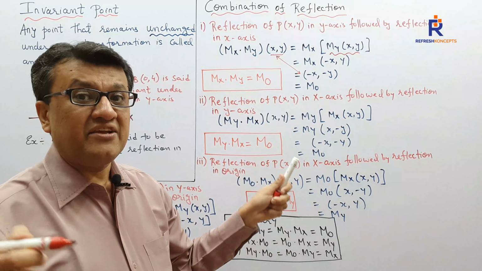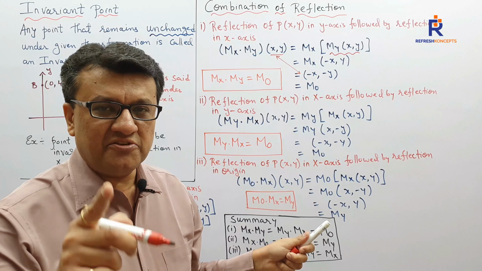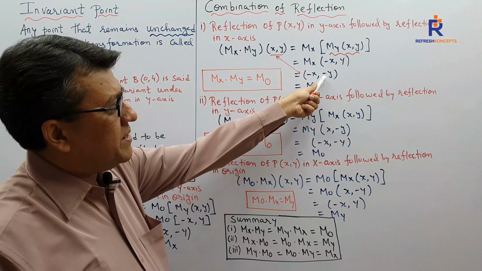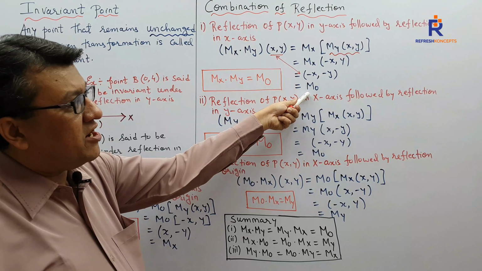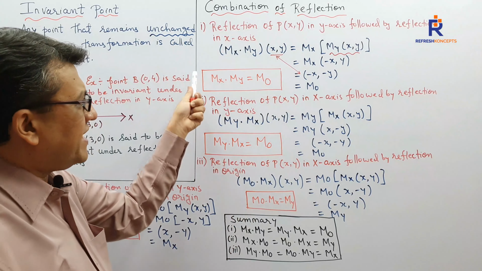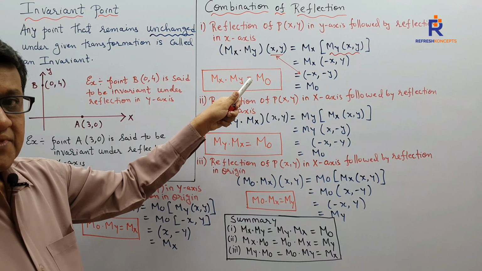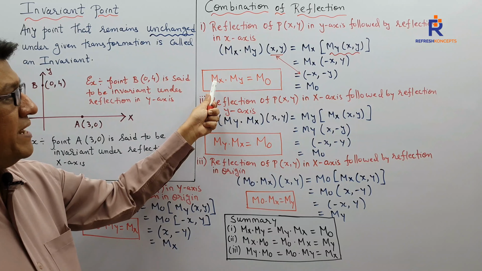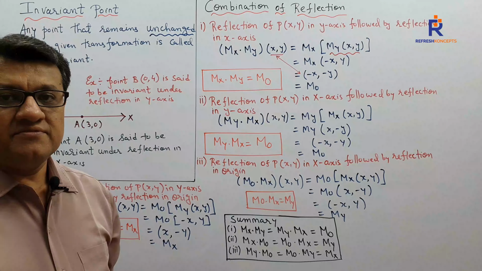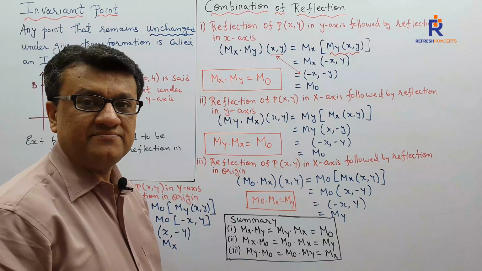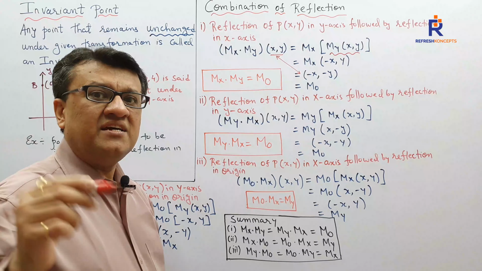And if the sign of both the coordinates gets changed, it is reflection along origin. That's what we have learned earlier. So minus x comma minus y is nothing but reflection along origin. I have summarized this in this box. Reflection of a particular point first in y-axis followed by x-axis is nothing but reflection in origin. So this arrow signifies a single transformation.